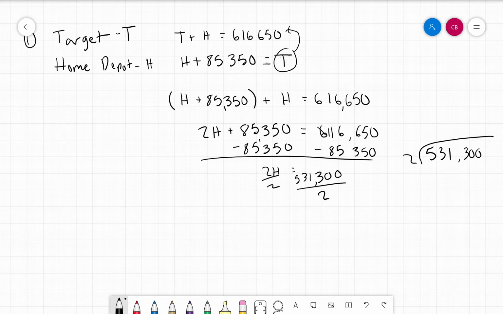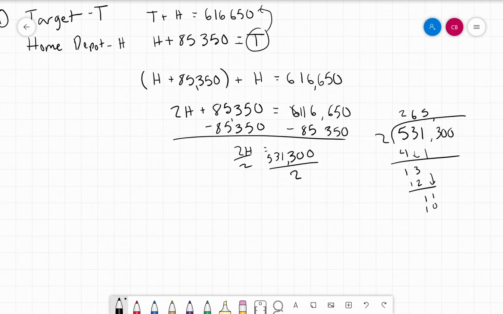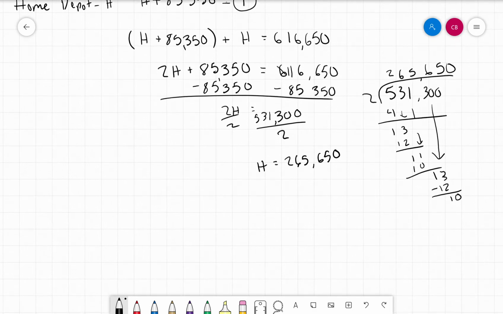531,300 divided by 2 is going to be 265,650. So H is equal to 265,650.